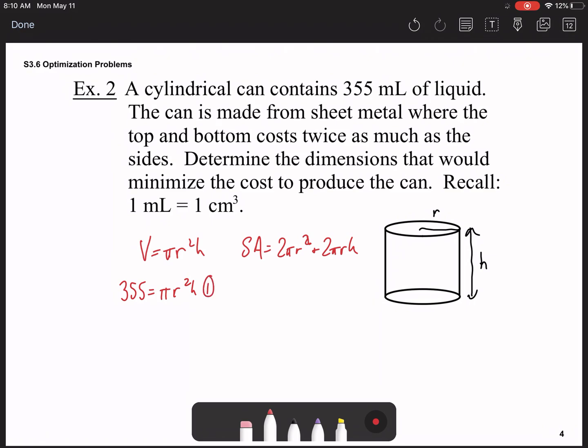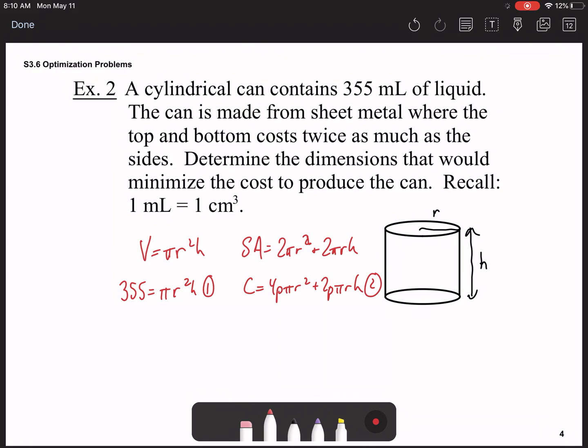There's one equation. The second equation tells me that the top and the bottom cost twice as much as the sides. Well, I don't know how much the sides cost, so I'm going to have to create an expression here. So what if we take the price as P, and we multiply it by our top and the bottom, and the sides. Well, since it's double, this is going to be 4p pi r squared plus 2p pi r h for our second equation.